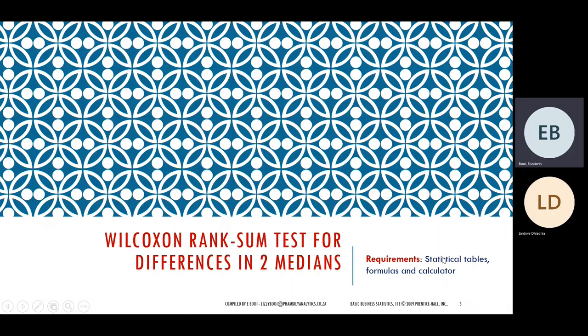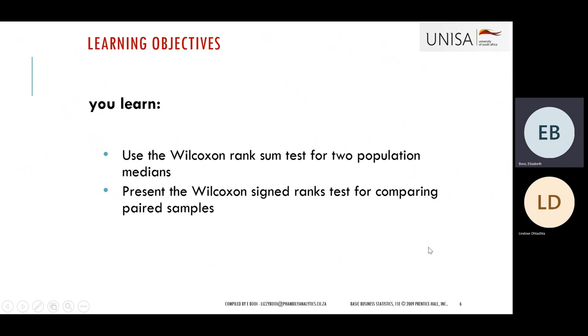So the first one that we're going to look at is the Wilcoxon rank sum test for difference in two means or medians. The things that you will require for you to successfully complete all this are your statistical tables, your formulas, and a calculator. By the end of the session, you will learn how to use the Wilcoxon rank sum test for two population medians, and also how to present the Wilcoxon signed ranks test for comparing two paired samples.